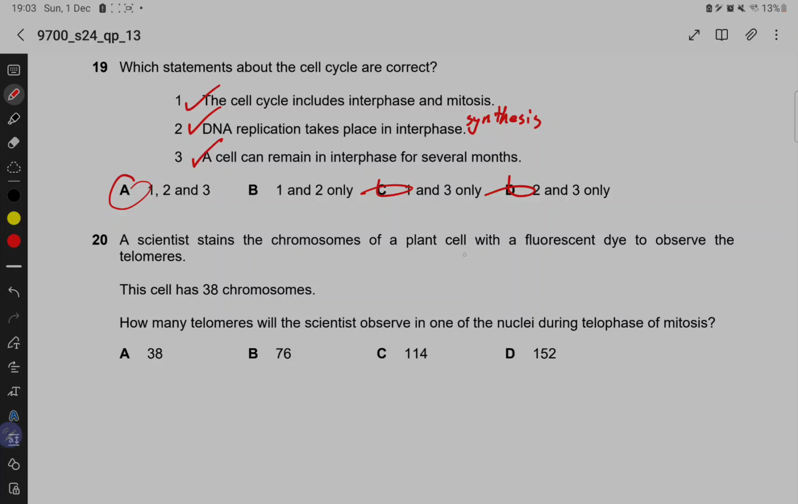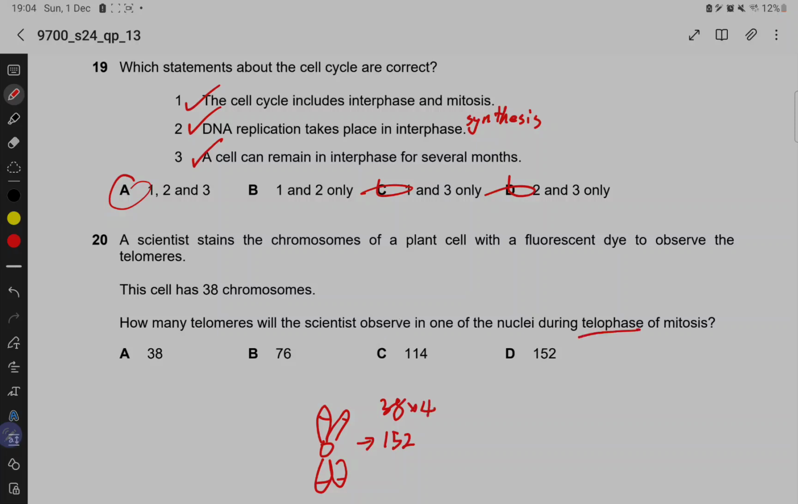A scientist stains the chromosomes of plants with a fluorescent dye to observe the telomeres. The cell has 38 chromosomes. So 38. One chromosome will look like this. So there will be 152, take 38 times 4.